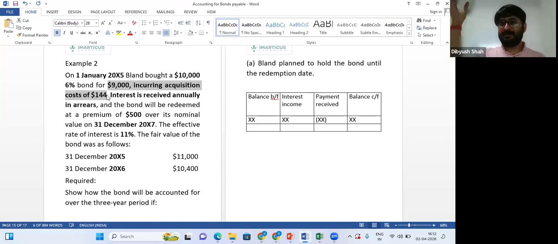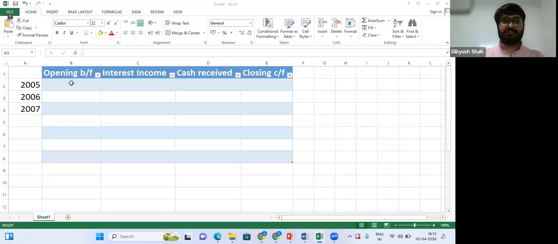CPA students or CMA, the earlier one in GAAP is called held for trading. Here we call it fair value profit or loss. This is held to maturity or FVPL. Focus is right now on ACCA only. So 9,000 plus acquisition cost of 144. So both will go to the balance sheet.